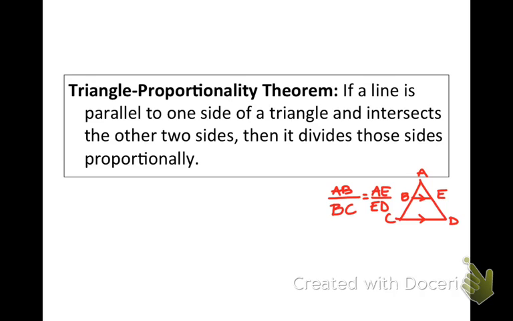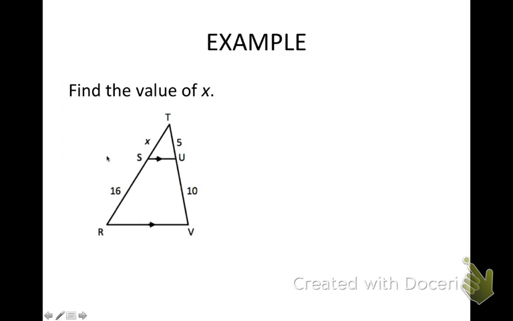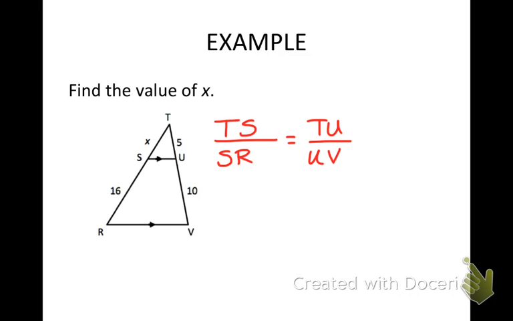All right, so if we look at this first example, do we have a line parallel to a side of a triangle? Yes. Is that line dividing the other two sides into parts? Yes, it's dividing it between TS and SR, TU, and UV. Now just for this example, I'm going to write it all out. You do not need to do this for every problem. So if we set up our proportion, TS would be proportional with what? SR. Sorry, that was close. TS over SR is equal to TU over UV, would be our proportion.